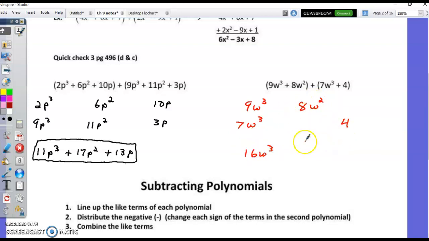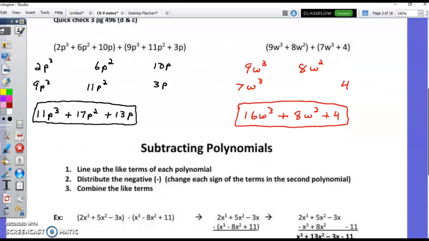There's nothing that combines with the 8w squared, so I'll just write that as a positive 8w squared. Remember, when we scrunch them closer together, we have to indicate their value. And this is a positive 4, so I'll write the positive 4 next to that. And that would be our second answer to adding these two polynomials.